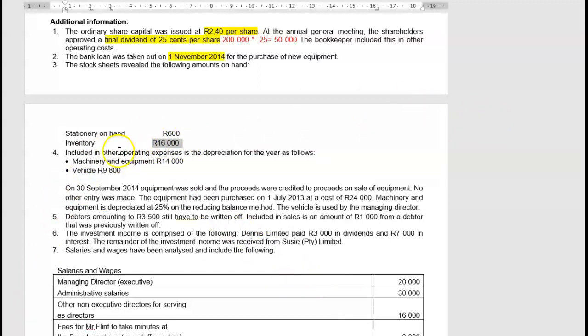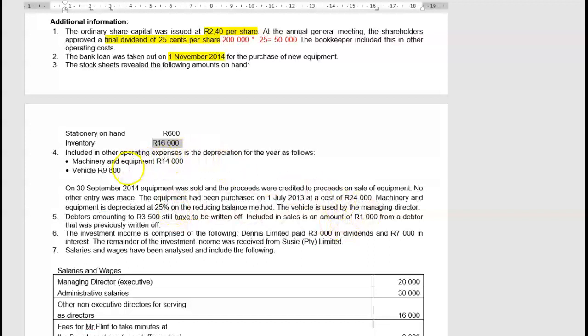So, included in other operating expenses is the depreciation for the year, machinery and equipment 14,000 and vehicle 9,800. On 30 September, equipment was sold and the proceeds were credited to the proceeds on sale of equipment. Huge sin. No entry was made. The equipment had been purchased on 1 July 2013 at a cost of 24,000 Rand. Machinery and equipment is depreciated at 25% per annum on the reducing balance method. So we will have to work out what the current year's depreciation was because they didn't pass clearly any depreciation on this equipment that I've sold.